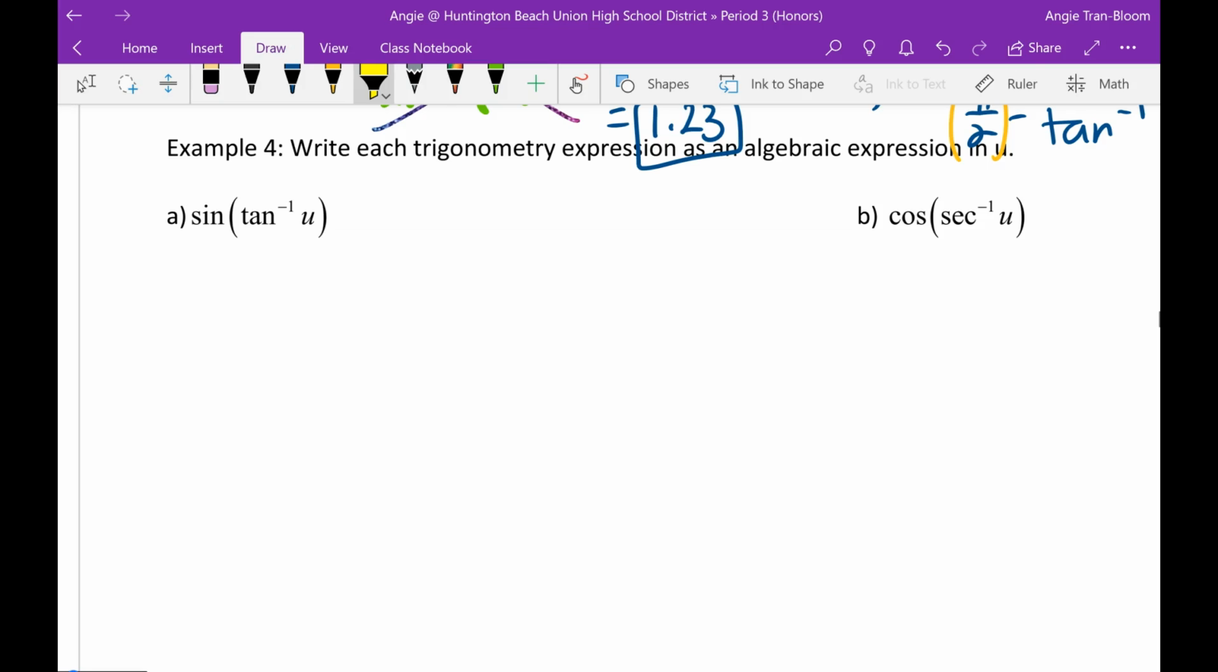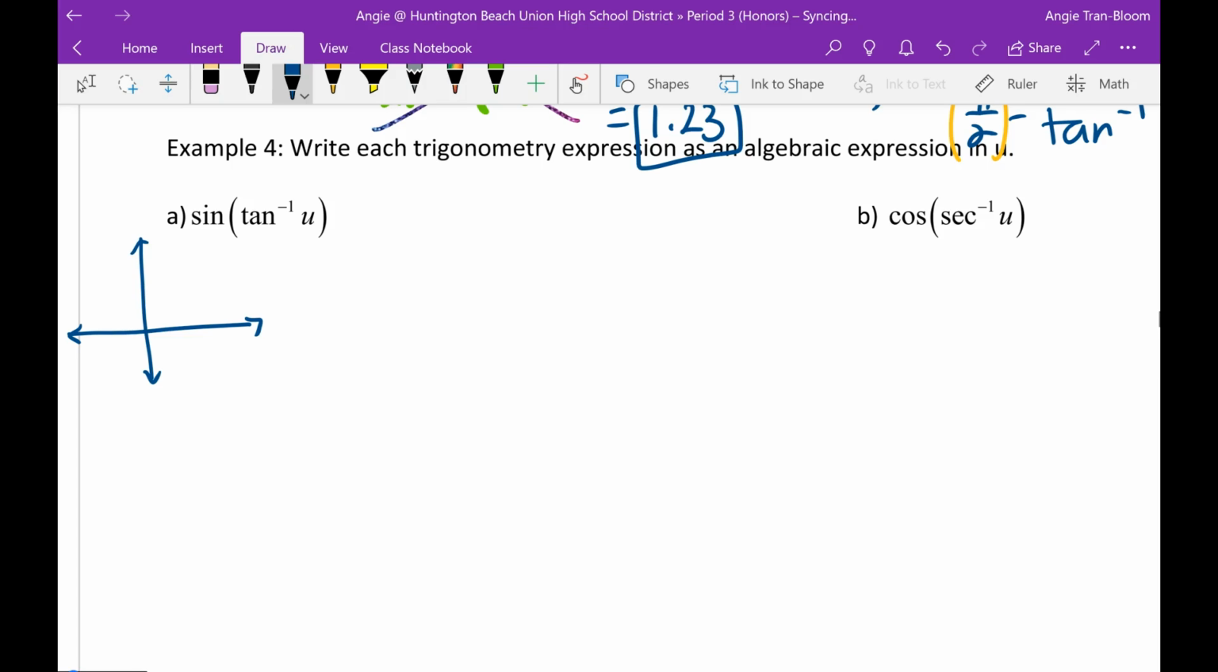Okay. Example 4. Write each trigonometry expression as an algebraic expression in u. This example is very similar to last night's homework, 29, 31, 33, 35, except in this one you have u's instead of a number. We're going to start with sine composed with tangent inverse of u. The inner component is an inverse, so right away you have a restriction. Tangent inverse is restricted to what two quads?